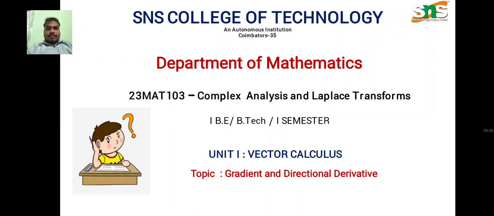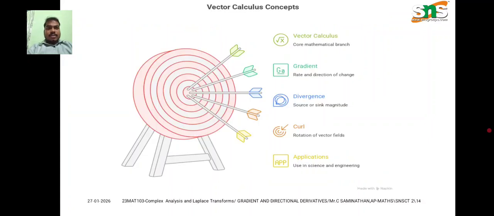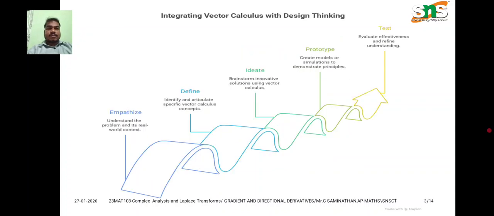Vector calculus is a branch of mathematics that deals with vector fields and their properties. Let us see the vector calculus concepts: gradient, divergence, and curl. We will also see the applications of vector calculus.